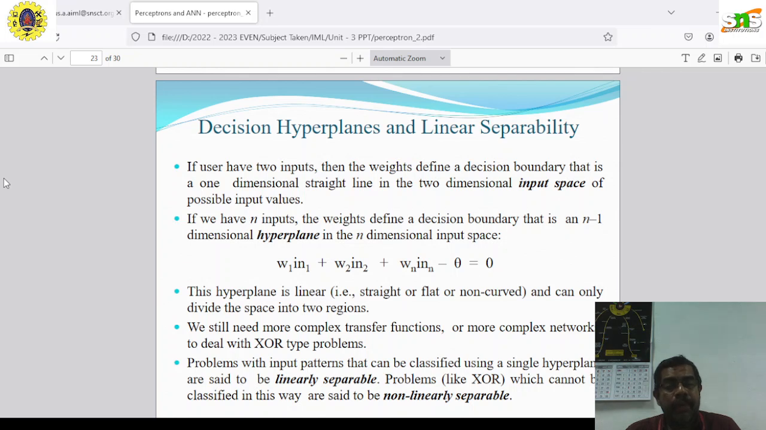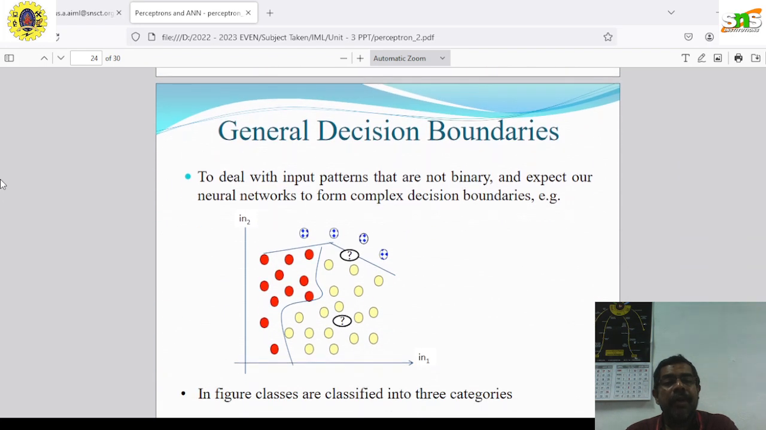Input patterns that we can classify using a single hyperplane are said to be linearly separable. Problems like XOR, which cannot be classified that way, are non-linearly separable. With the continuation we are going to see general decision boundaries.